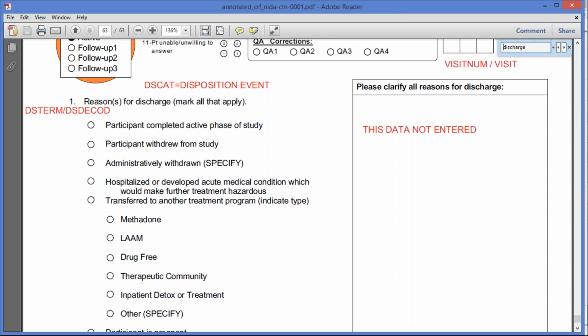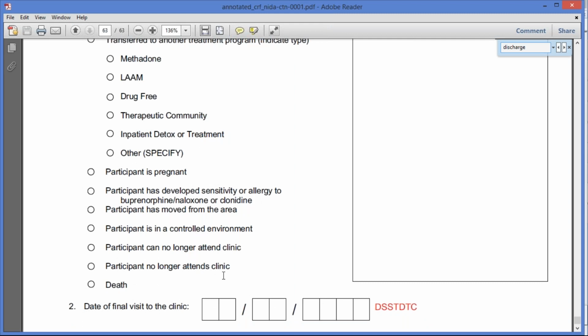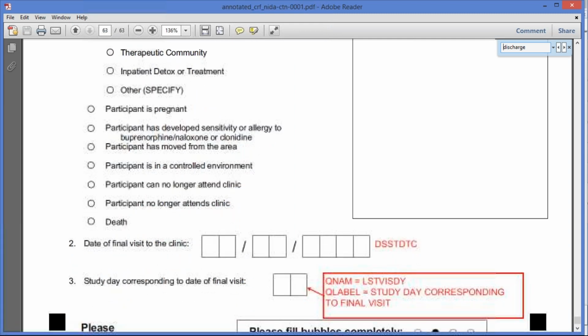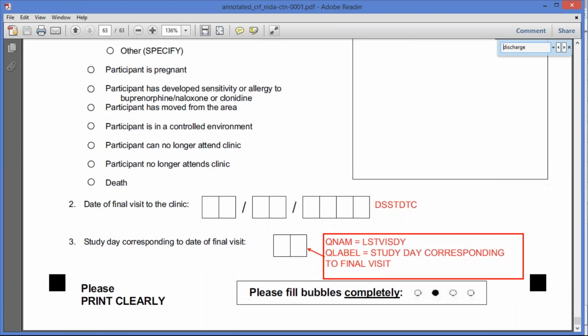Reason for the discharge: participant completed active study, participant withdrew from the study, administratively withdrawn, hospitalized. All the reasons: patient is pregnant, death, no longer attends the clinic. Date of final visit to the clinic and day corresponding to the date of final visit: on which day of the study the final visit happened and the date of the final visit. So this is the last day of the study.